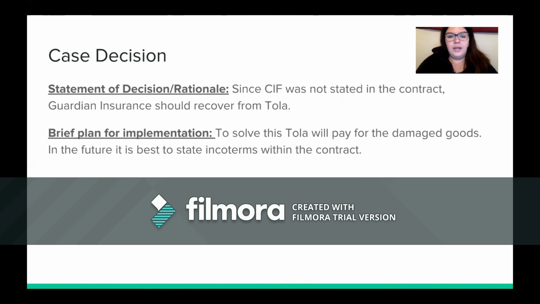And so our decision was that since CIF was not stated within the contract, Guardian Insurance should be able to recover from Tola. To solve this, Tola will pay for the damaged goods. In the future, it is best to state Incoterms in the contract whenever you're doing any kind of transaction overseas, or even if it's within the United States, you should always state the terms of the transaction in case anything happens. So I hope this review helped y'all.